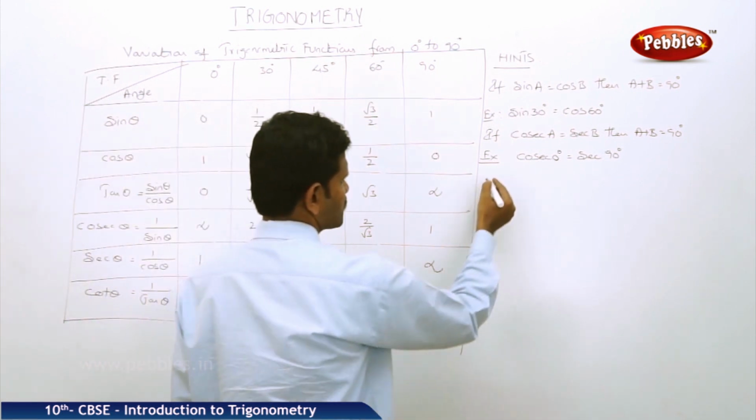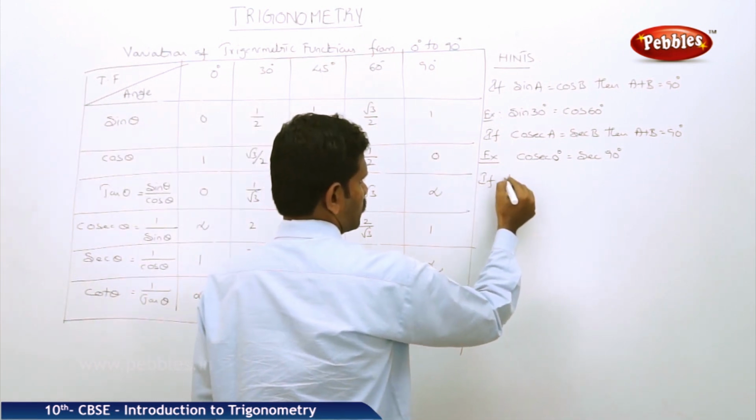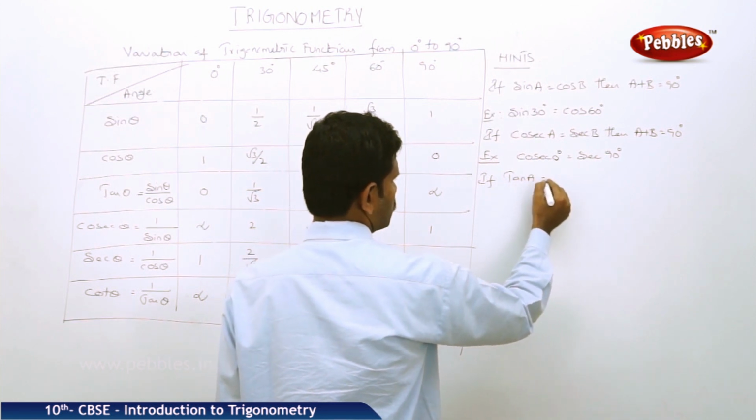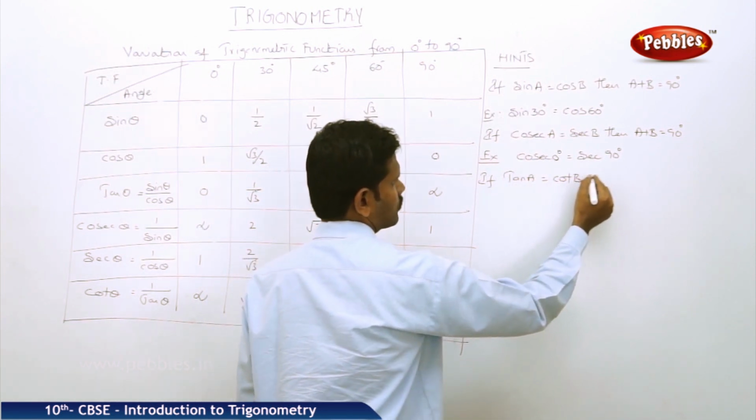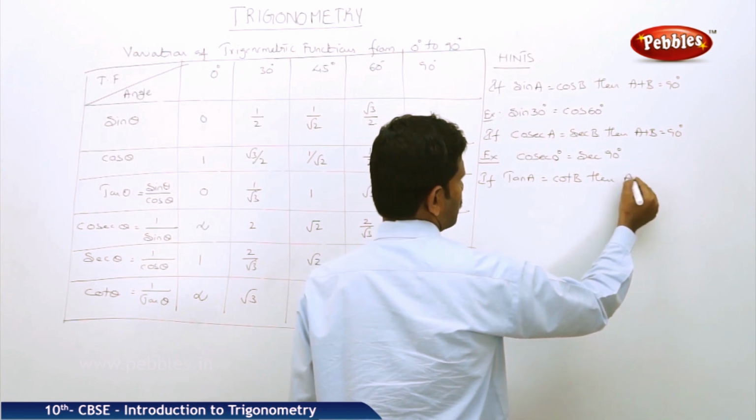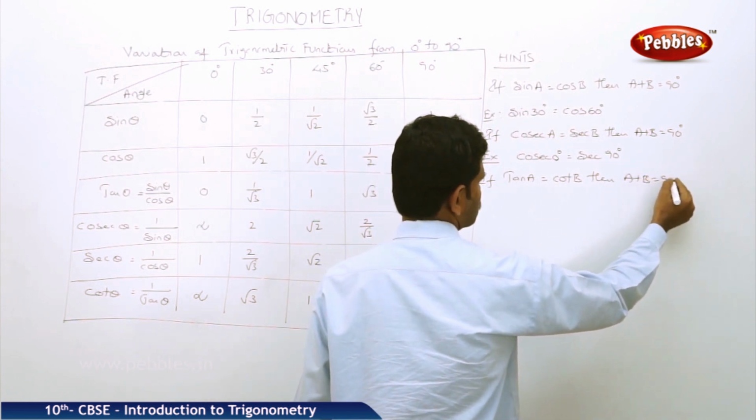Now, next example. If tan A is equal to cot B, then A plus B equals 90 degrees.